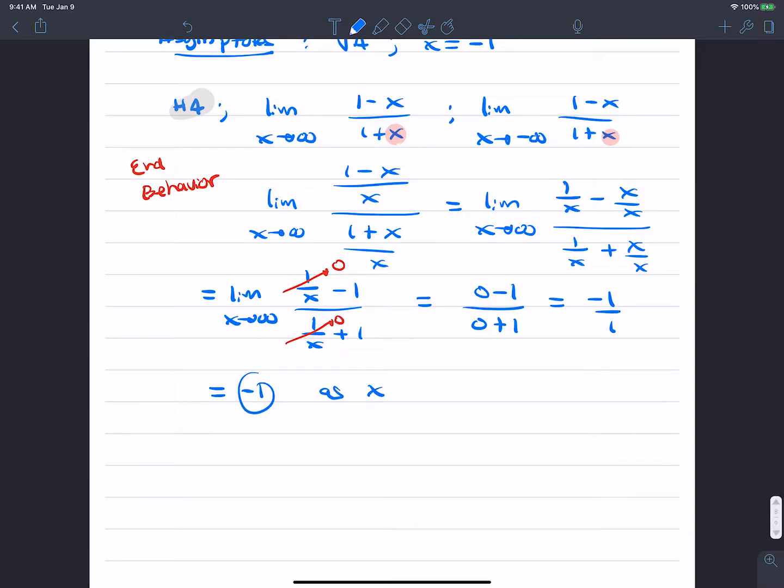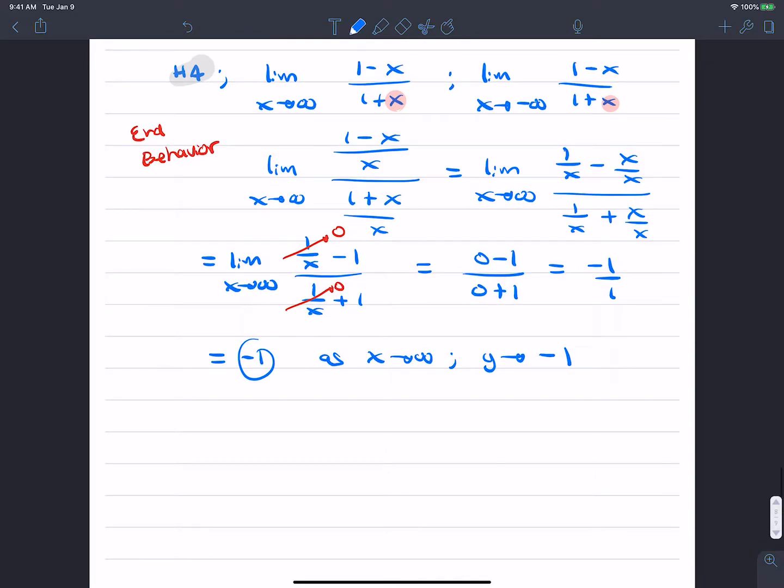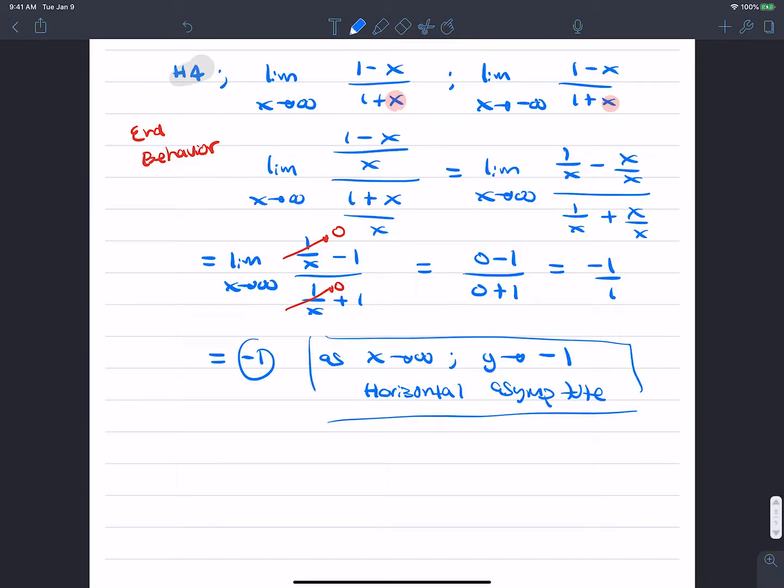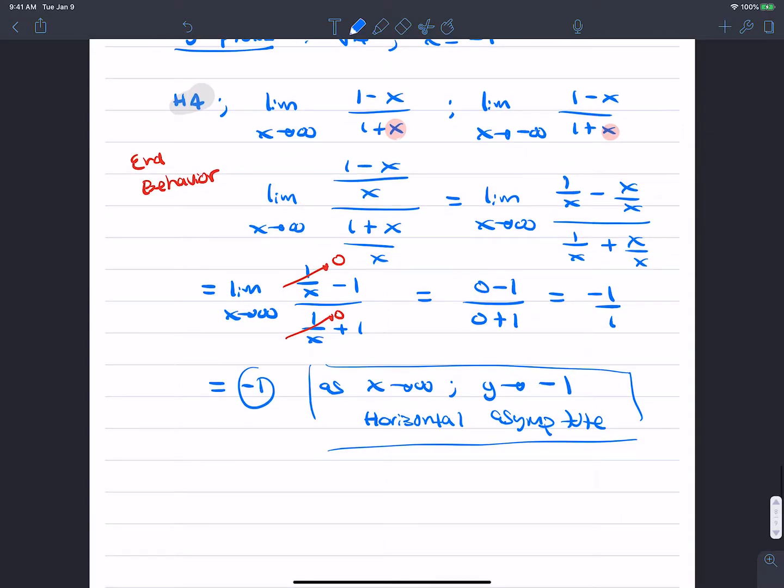So as x gets big, y goes to negative 1. Okay, so this is going to be the location of a horizontal asymptote. So let's write that down. Now this is our first limit. This is as x goes to infinity. We have to see what happens as x goes to minus infinity. So we're going to go in the other direction now.